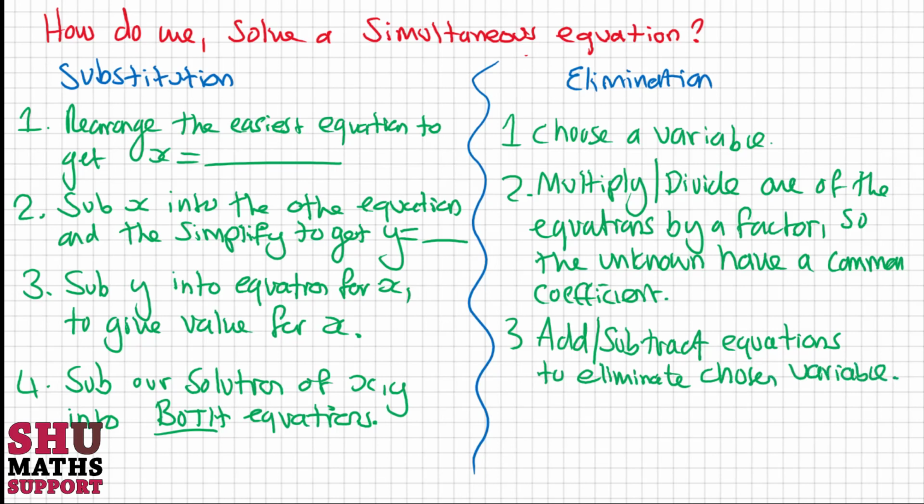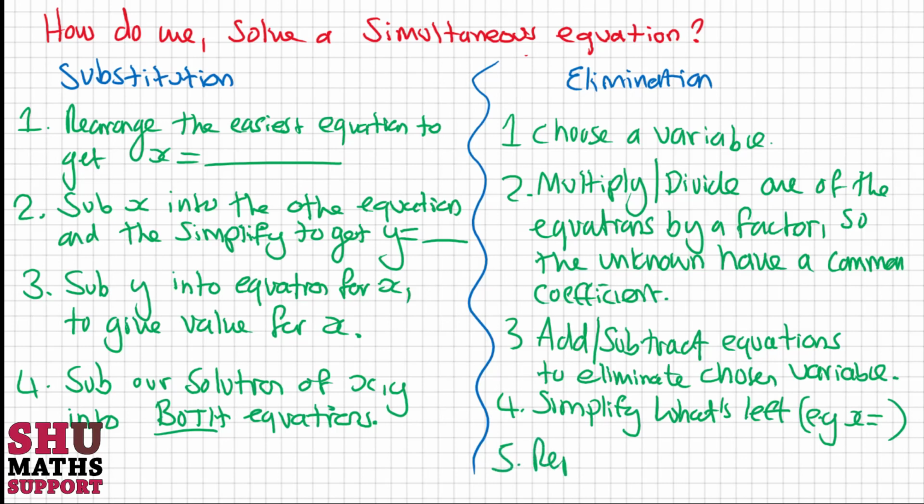Now step 4 is to simplify what you have left. So simplify what's left. And then make the remaining variable the subject. So you have x is equal to something or y is equal to something, e.g. x is equal to. Then step 5 is to repeat the process to obtain the value for y, and then substitute the solution into both original equations to check the answer. So we'll put repeat the process and check.